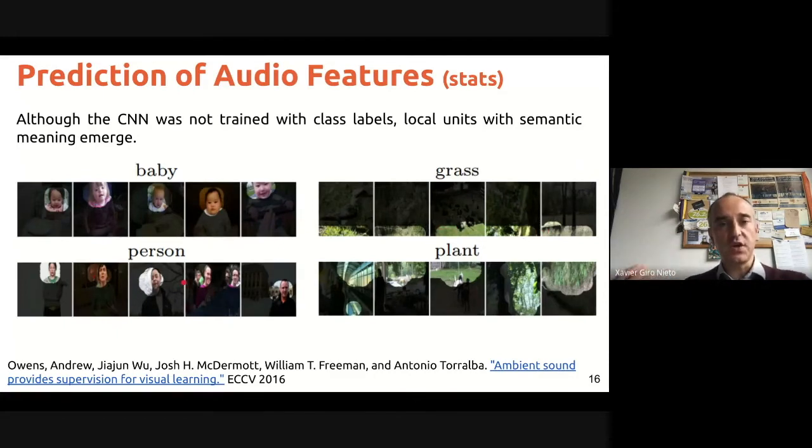So the message here is that even if there was no explicit semantic labeling of the data set, some of the neurons that were trained in a totally self-supervised manner kind of learn to capture these semantics. And of course, if it's a convolutional network, you have a notion of the central location where the neuron is being activated.